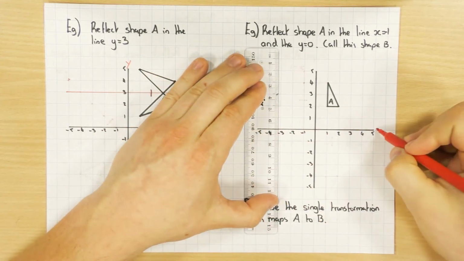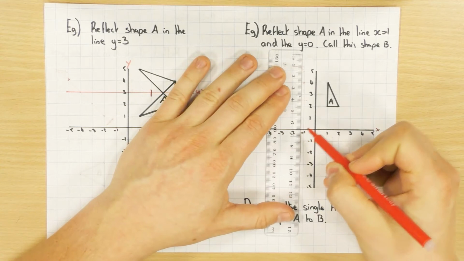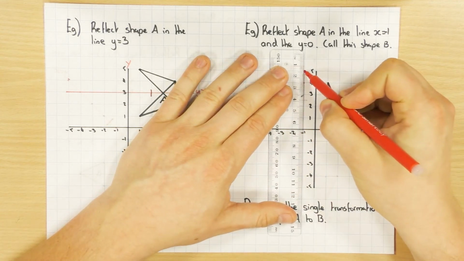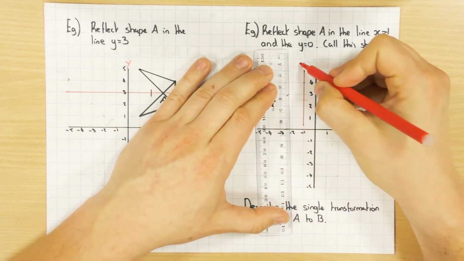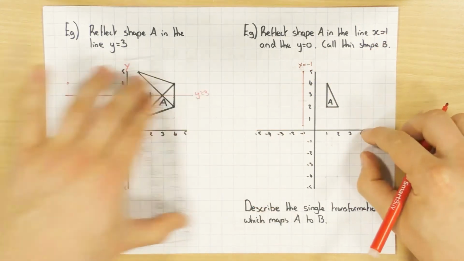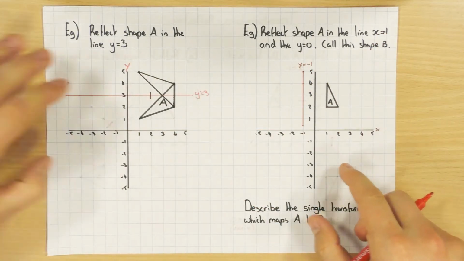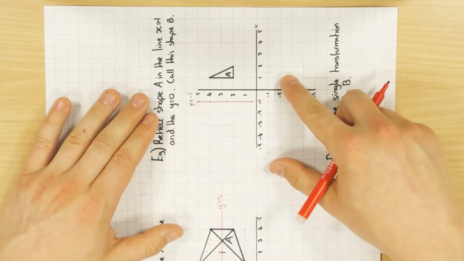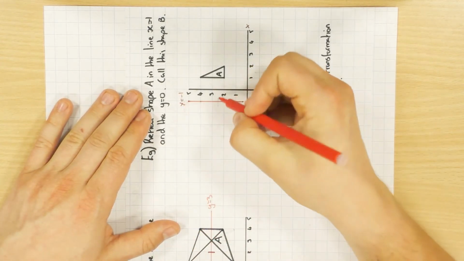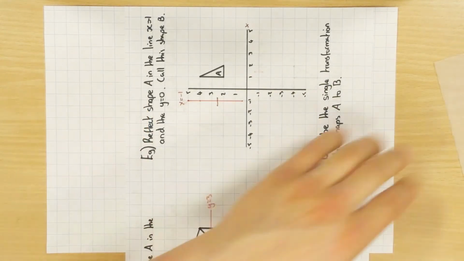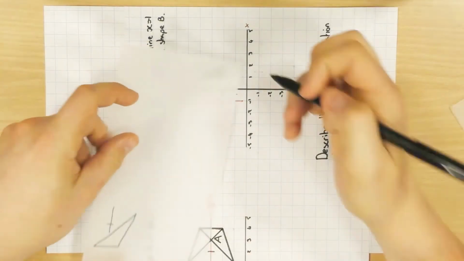There's the x-axis. There's x equals -1. So I'm going to draw my line down here. X equals -1. So again, I'm going to reflect the shape first. So there we go. Turn it round. So that's horizontal. Put my little mark on it. Grab my tracing paper.